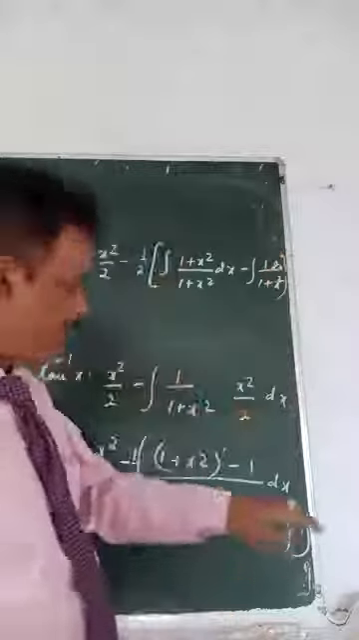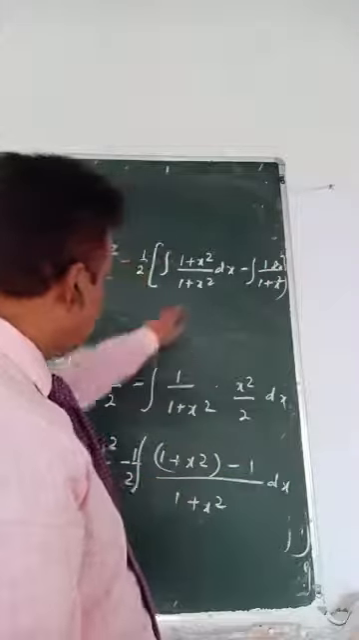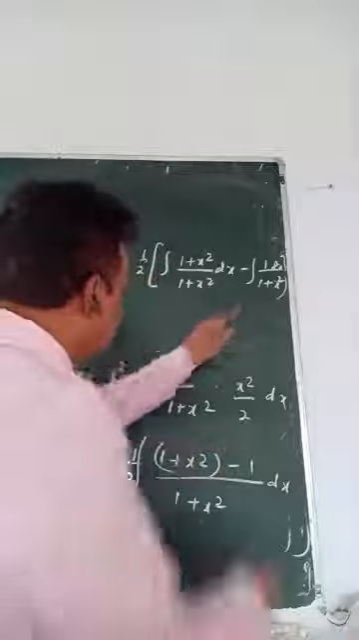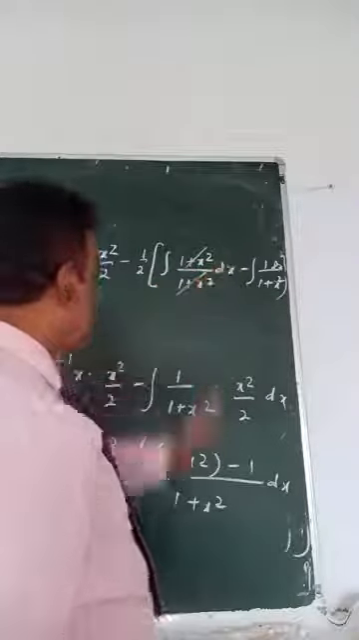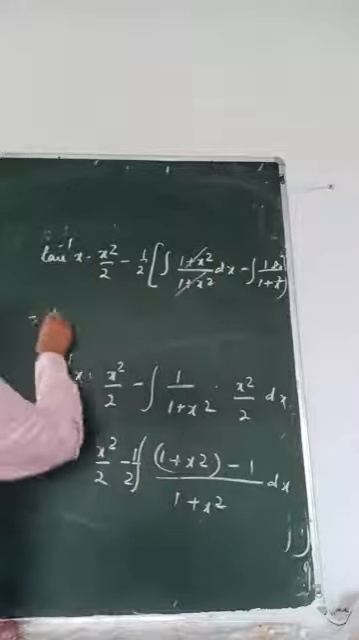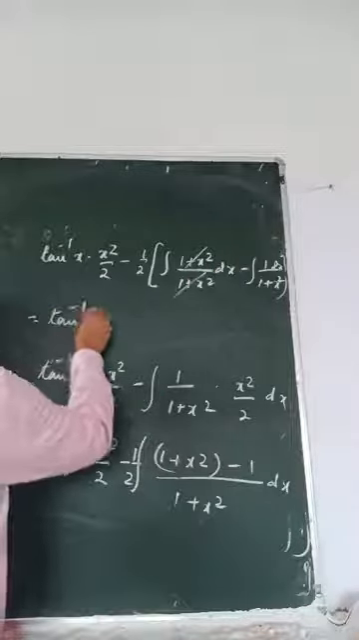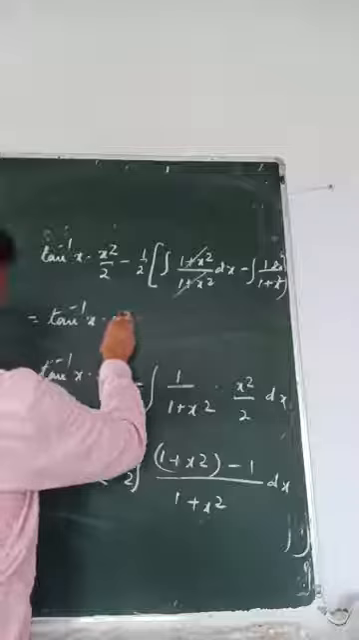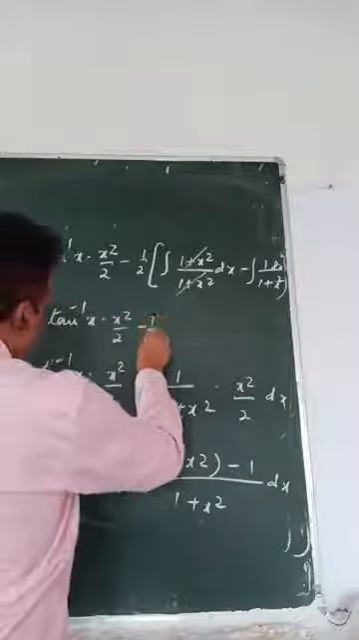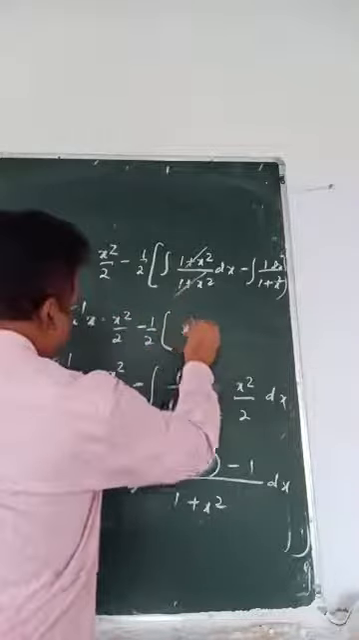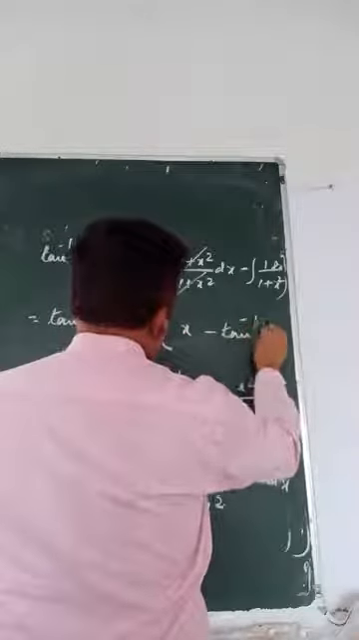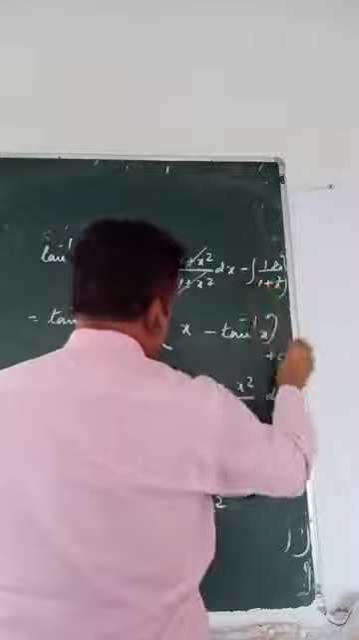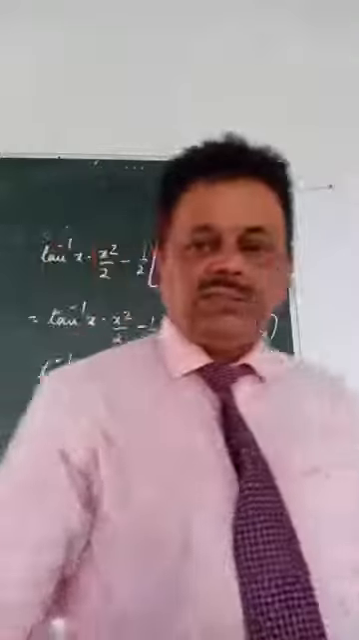Look at here. This by this, then 1 by this. This is cancelled. This is 1, dx is x. Tan inverse x into x square by 2 half. This is x. This is tan inverse x. Formula. Okay. This is one pattern.